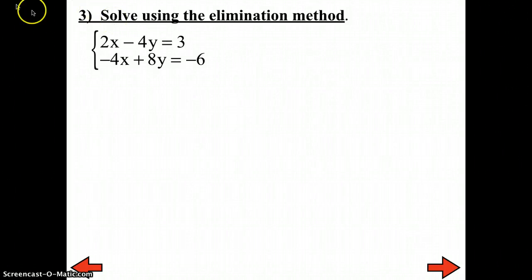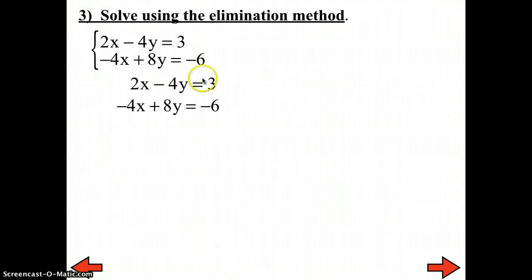Welcome back. So we're going to go ahead and continue working on solving systems by using the elimination method. So let's look at our example. It says 2x minus 4y equals 3 and negative 4x plus 8y equals negative 6. So the first thing we're supposed to do is stack the two equations right underneath one another. There you go.